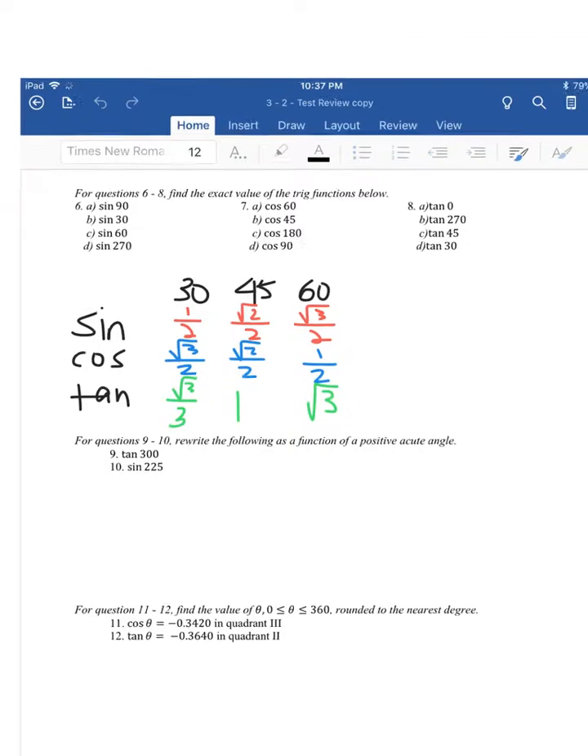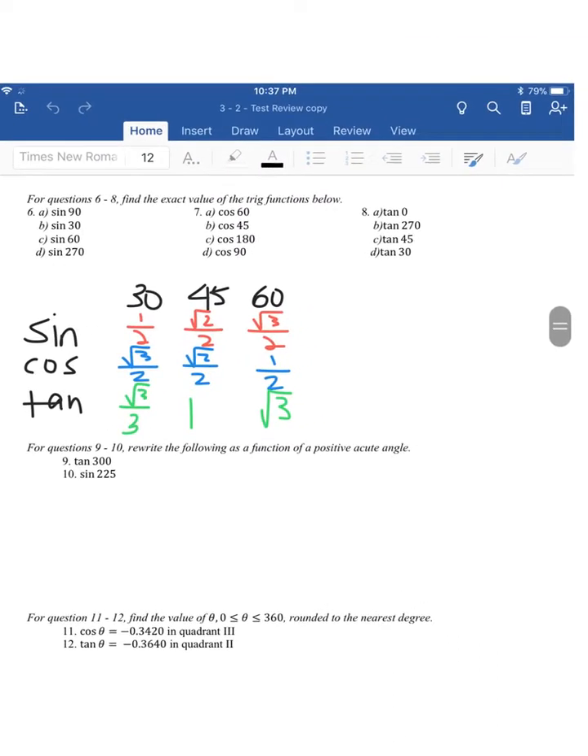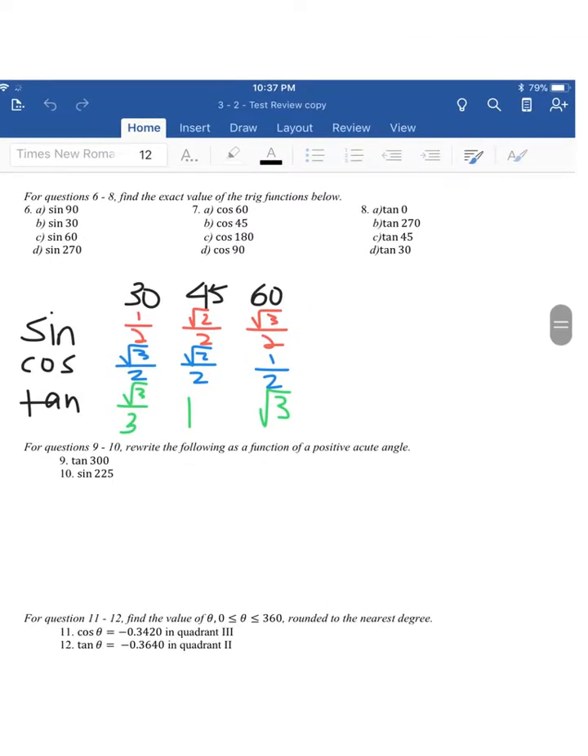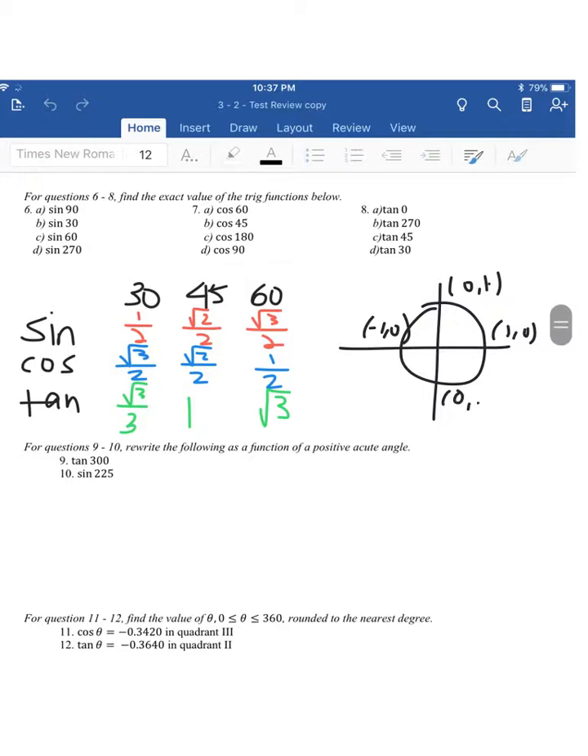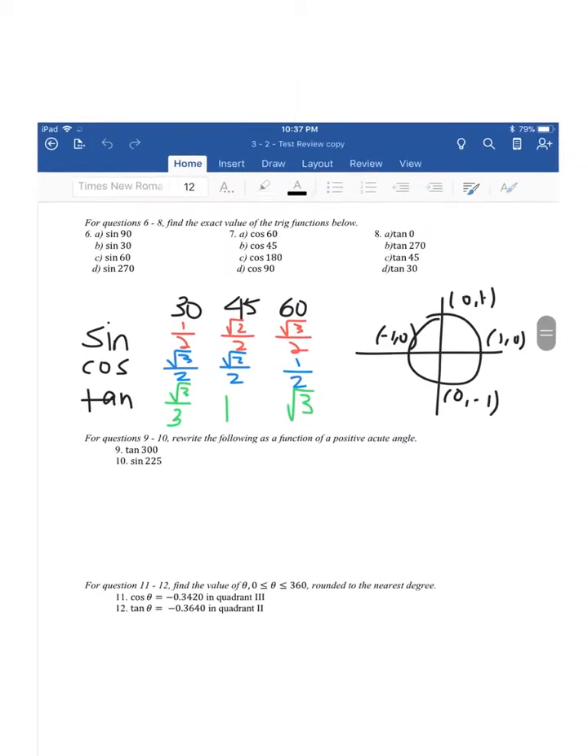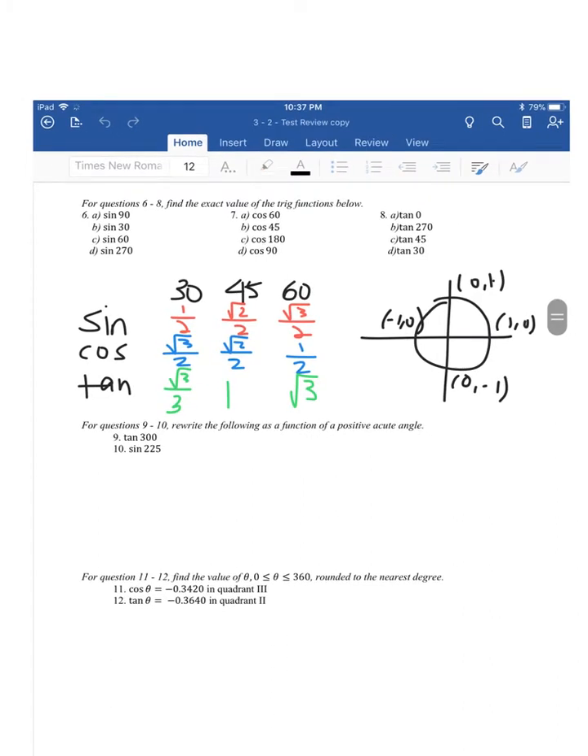Okay, so then for your quadrantal angles, so angles that are on the axes here, remember your unit circle. So this point here is 1, 0. This is 0, 1. This is negative 1, 0, and then this is 0, negative 1. So from here, I think you guys can pretty much figure that out.